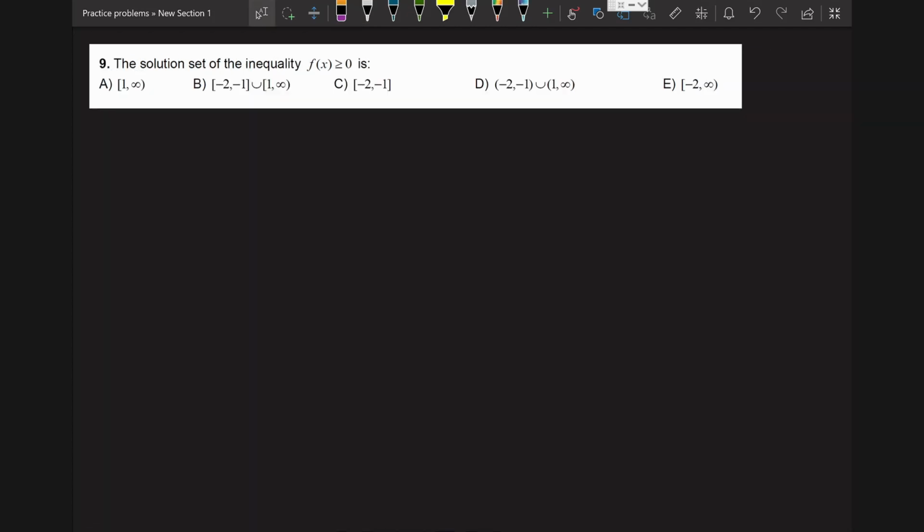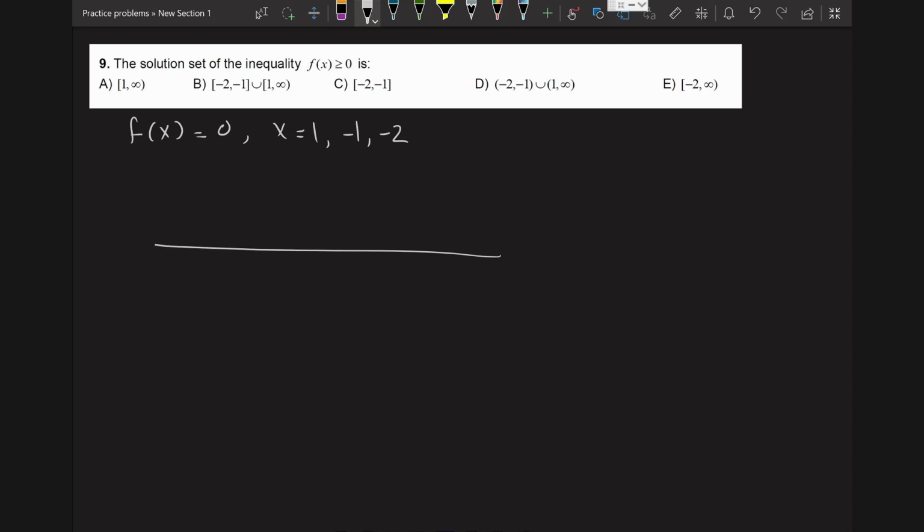Okay, so question 9. Essentially, to solve the inequality, they want the range or the domain where f of x is above 0. And the reason I use the word domain is because f of x would be y, so you need the x range, and the x range is the domain. And we know that f of x is equal to 0 at x is equal to 1, -1, and -2.